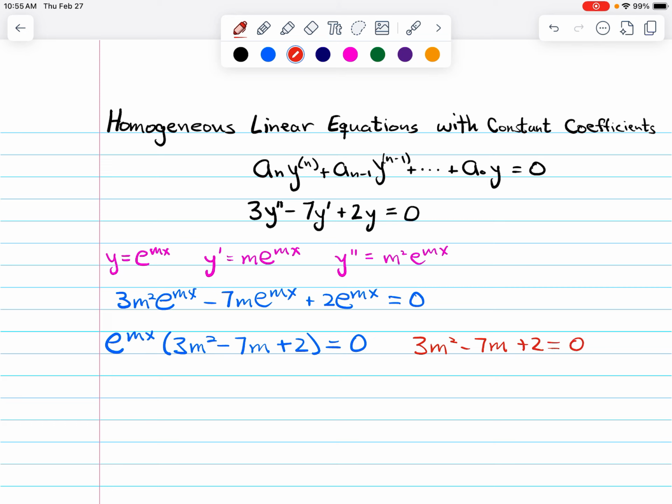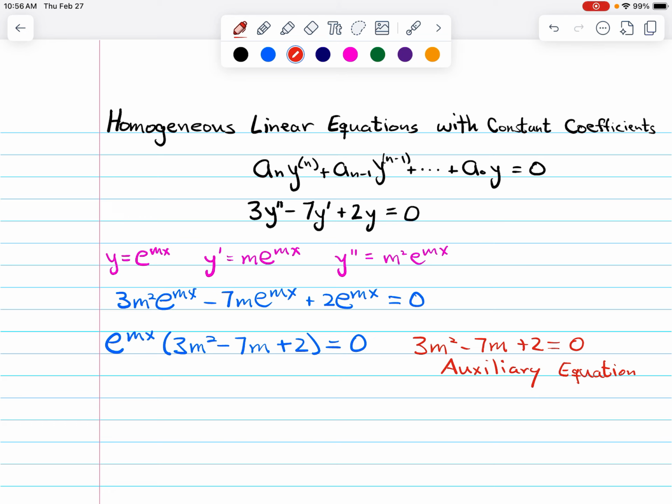And notice this looks an awful lot like the original differential equation. But instead of y double prime, I've got m squared. Instead of y prime, I've got m. And instead of y, I just don't have the y there. But this looks a lot like this original equation. And we call this the auxiliary. So this right here is called the auxiliary equation. And this is what we're going to use to find the values for m.